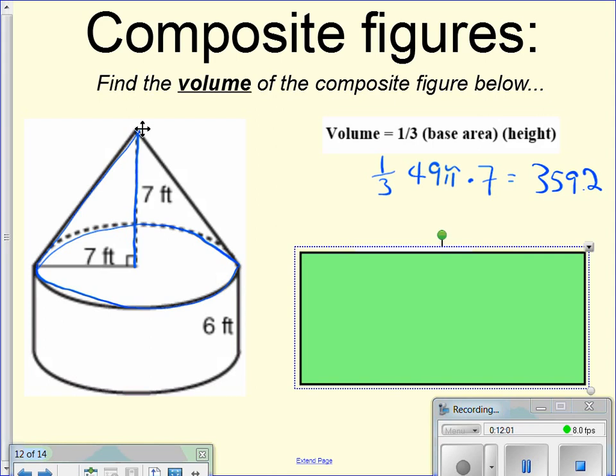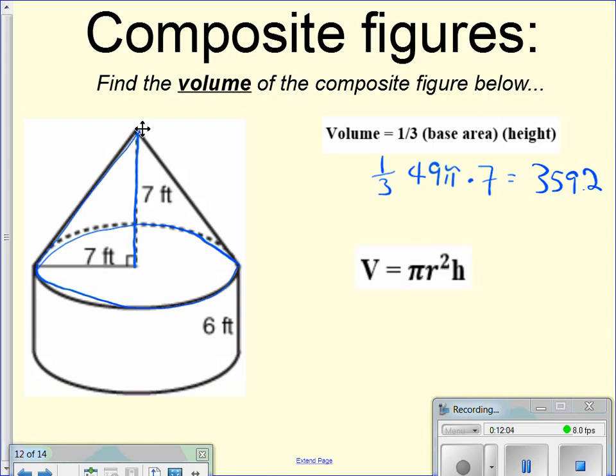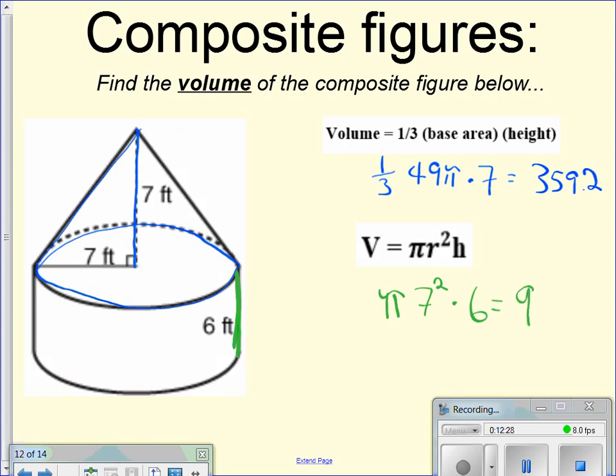That's my cone. And now I've got to find the volume of the cylinder beneath it. The volume formula for a cylinder is pi r squared times the height. So, pi, my radius squared is 7 squared times the height. And my height is represented right here along the side of the cylinder as 6. Again, I'm going to plug that straight into my calculator, get the decimal form of 923.6.